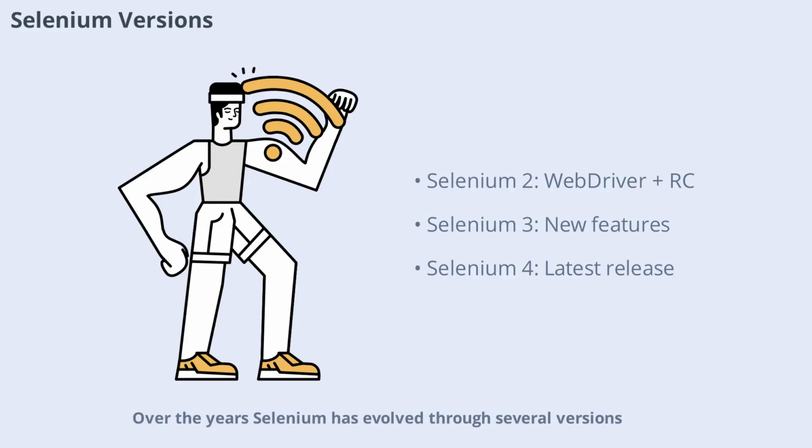Over the years, Selenium has evolved through several versions. Selenium 2 marked the merging of WebDriver and RC, bringing together the best features of both. Selenium 3 introduced new improvements and features, while Selenium 4 is the latest release, offering even more enhancements for modern web testing. Staying updated with the latest version ensures you have access to the newest capabilities and best performance.